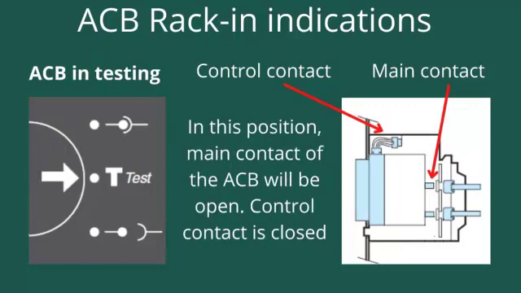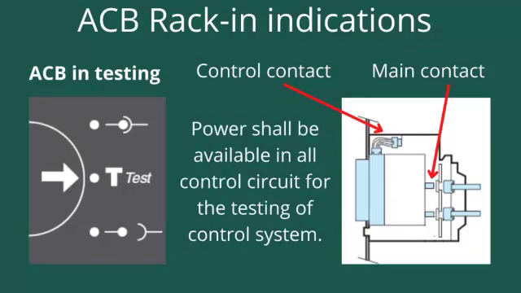ACB in the test position. The indicator is in the middle position. In this position, the main contact of the ACB will be open. Control contact is closed. Power shall be available in all control circuits for testing of the control system.